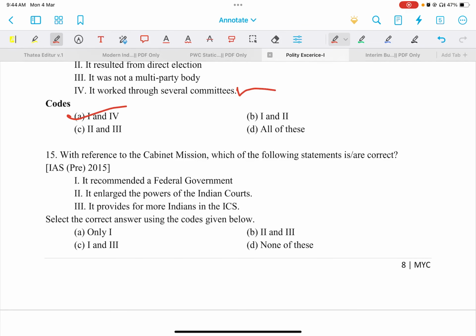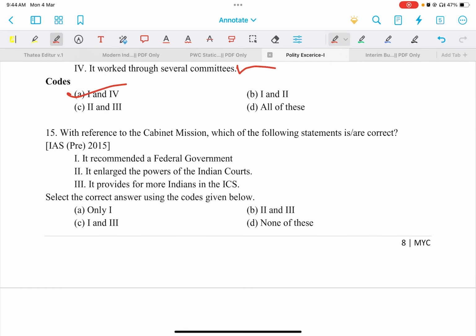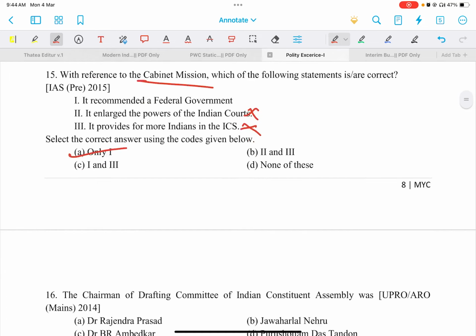With reference to the Cabinet Mission, which of the following statements are correct? Question number 15. It recommended federal government. Yes. It enlarged the power of Indian courts. No. Cabinet Mission provides for more Indianization. No. Only one is the right answer.